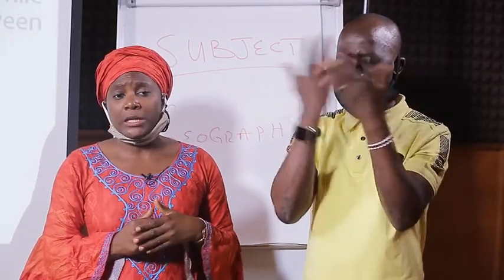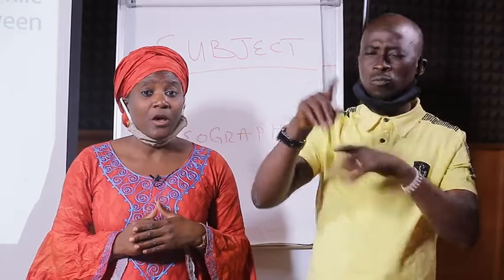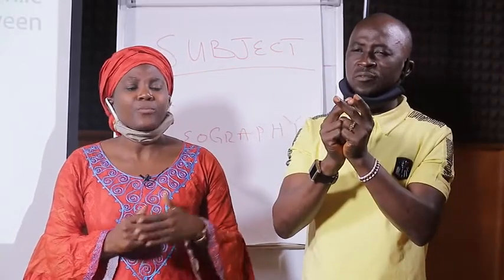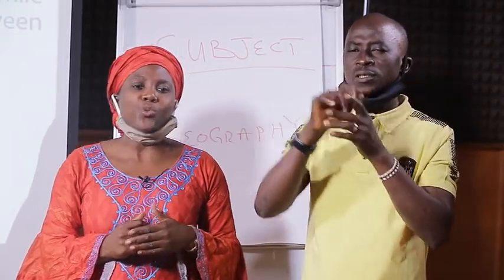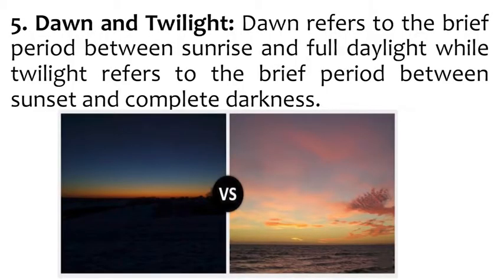Or you're outside in the evening before the place gets dark. The sun has gone down. That means you cannot see the sun, but the place is still bright. That is what we call twilight. So rotation causes dawn and twilight.